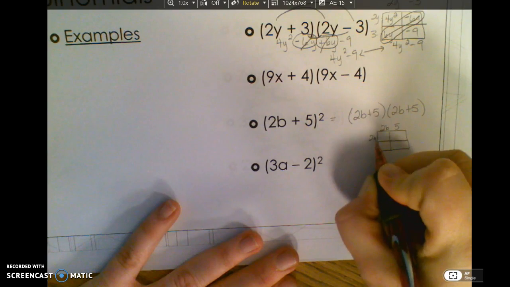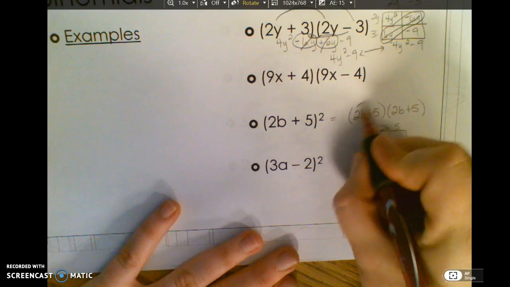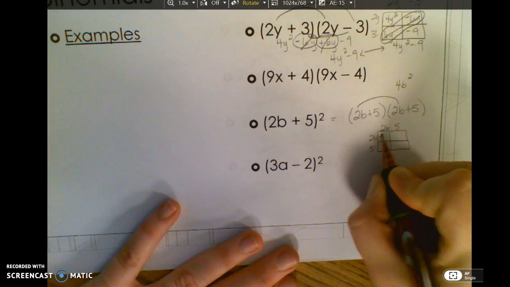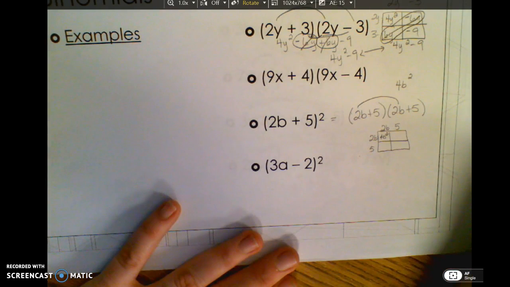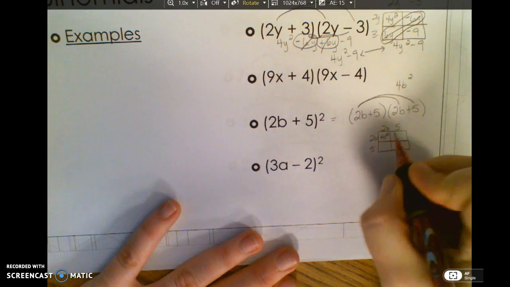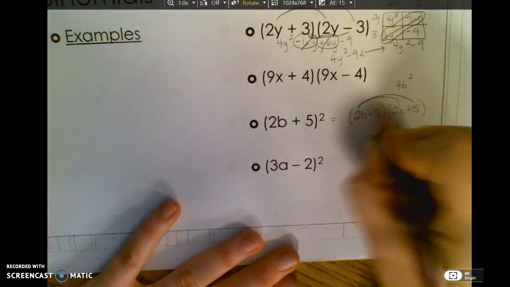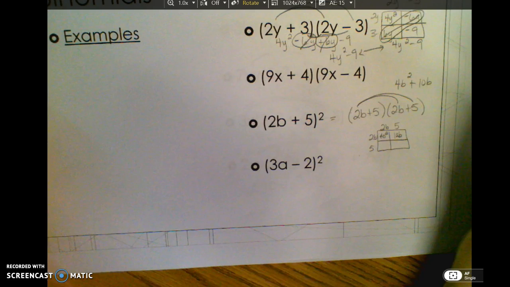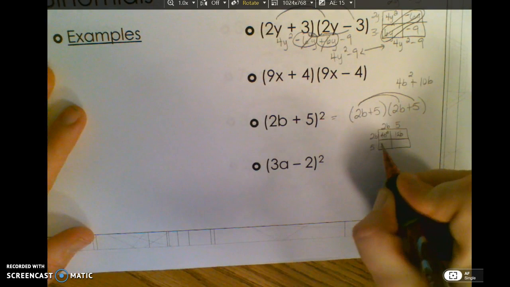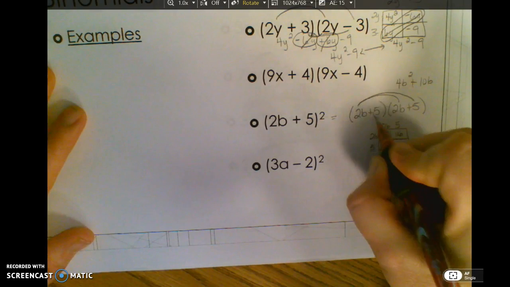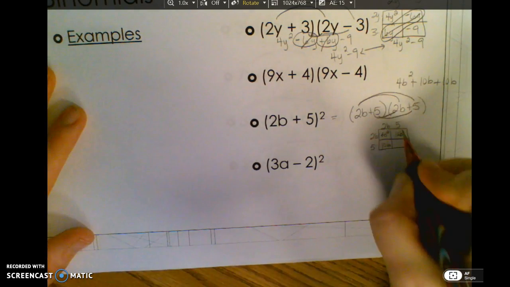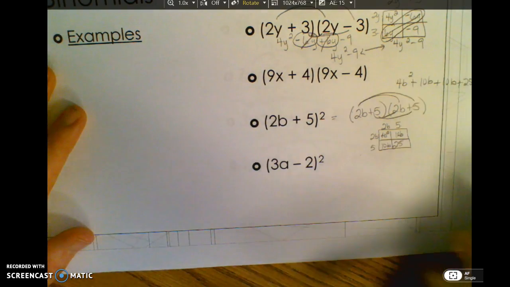2b plus 5, 2b plus 5. FOIL: 2b times 2b is 4b squared. 2b times 5 is 10b. Up here, 2b times 5 is 10b. Right here, you're going to get 10b. 5 times 5, both places, it is 25.